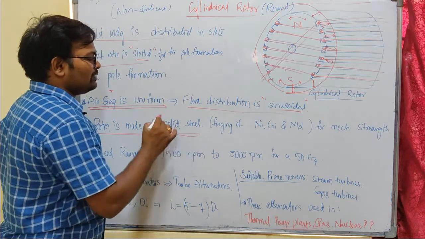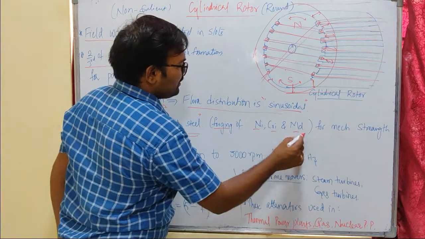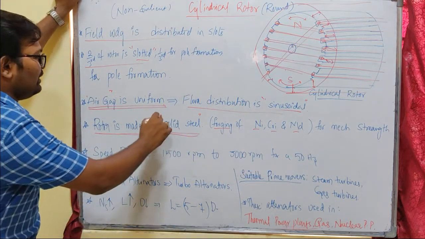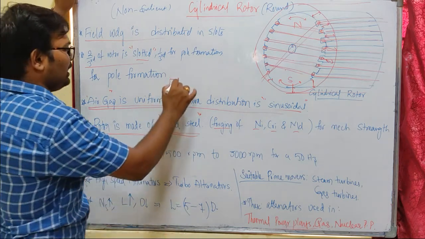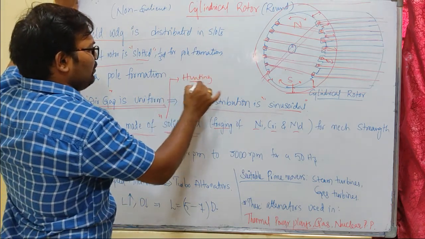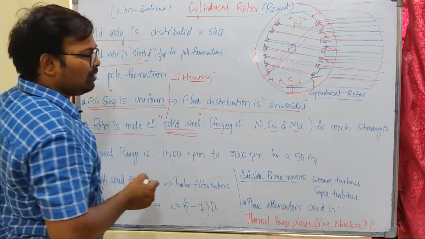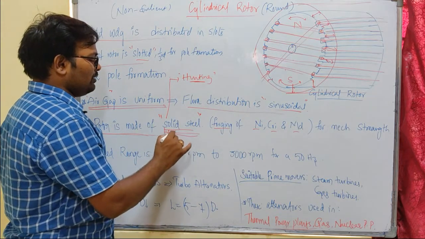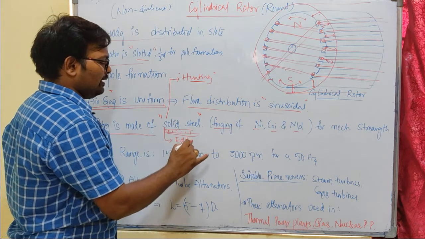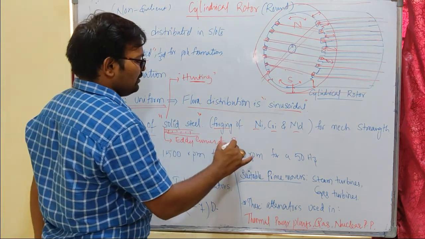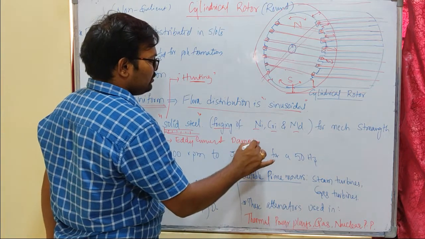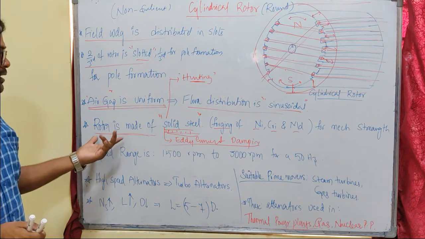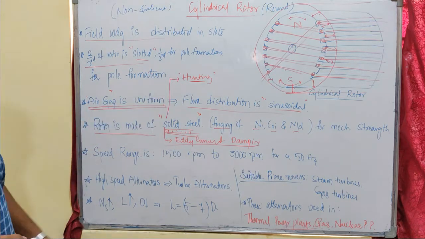The type of material used for the rotor is solid steel. It is not laminated, it is solid, made of nickel, chromium and molybdenum for increased mechanical strength. Why they use solid steel: there is a problem of hunting in synchronous machines. To reduce the problem of hunting, we use solid steel that will act as eddy current damping, which I will explain later. Eddy current damping is possible if you use solid steel for the rotor, and that is to eliminate hunting.